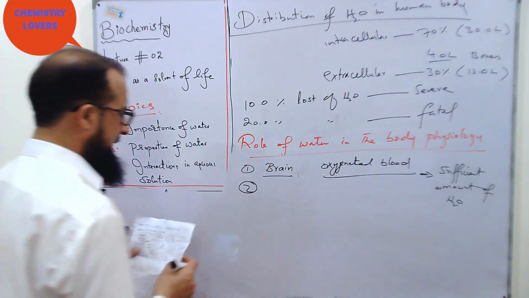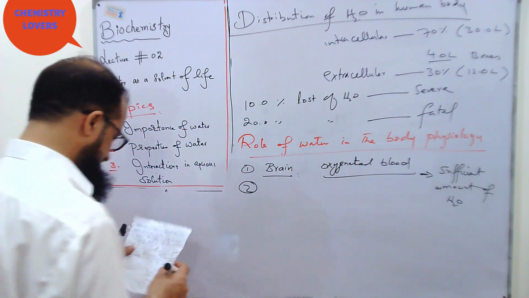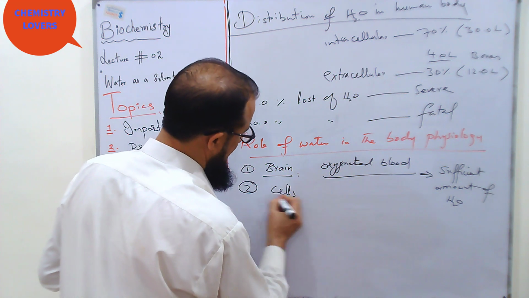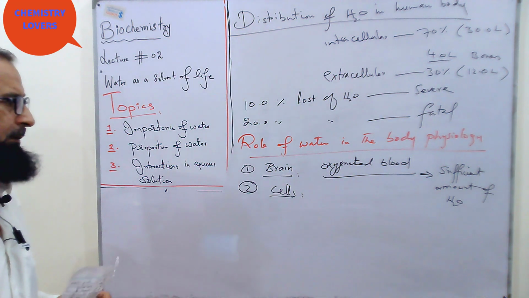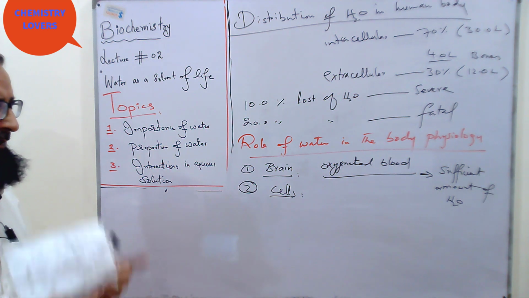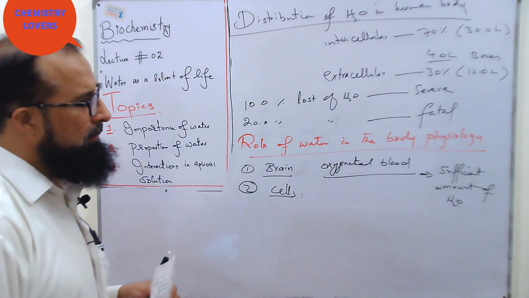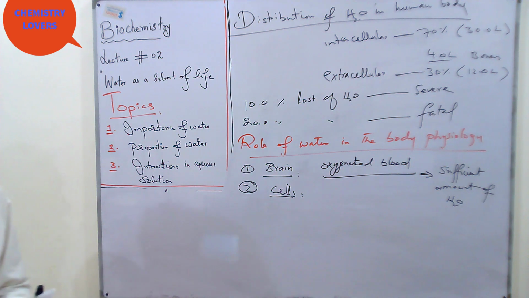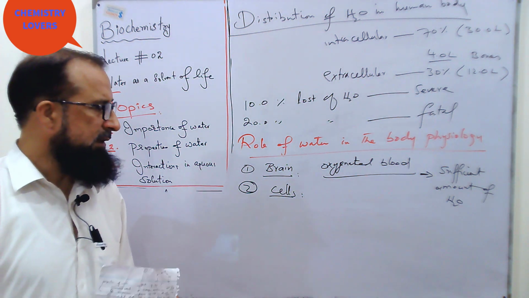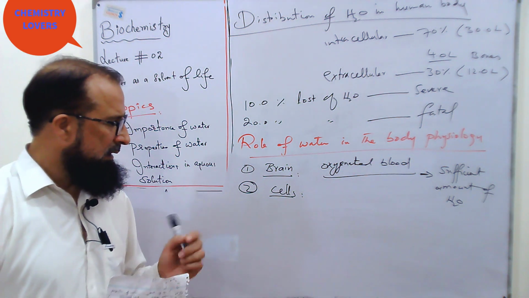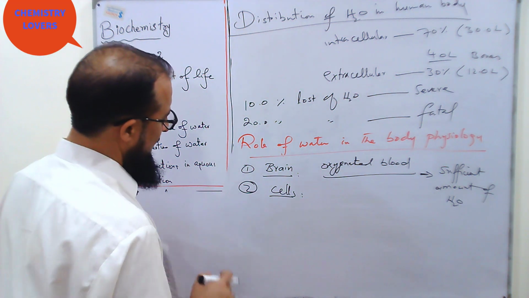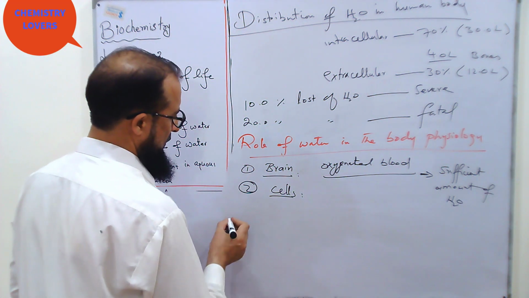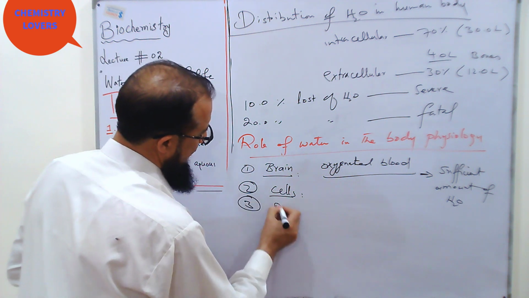The second one is the digestive system, or we can say the cells. So we already discussed that intracellularly we have 70% of water, and there is a transportation of materials, electrolytes and many other organic molecules intracellularly and extracellularly through cells. So cells also require a large amount of water in order to work properly. Digestive system.